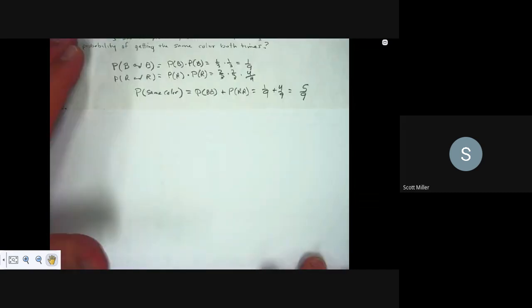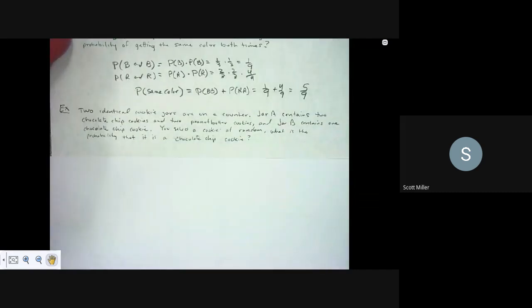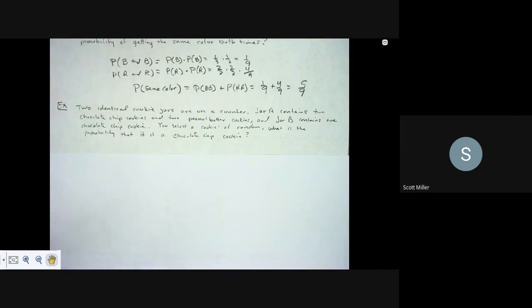Okay. The next example, we're going to use a little bit different approach to finding the probabilities for these. Two identical cookie jars are on the counter. Jar A contains 2 chocolate chip cookies and 2 peanut butter cookies. Jar B contains 1 chocolate chip cookie. You select a cookie at random. What is the probability that it is a chocolate chip cookie?